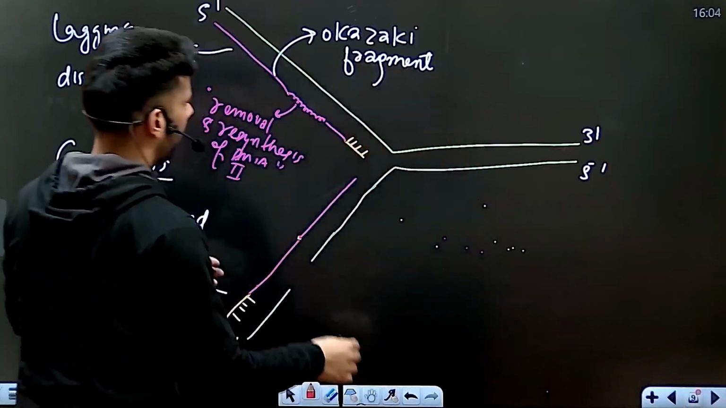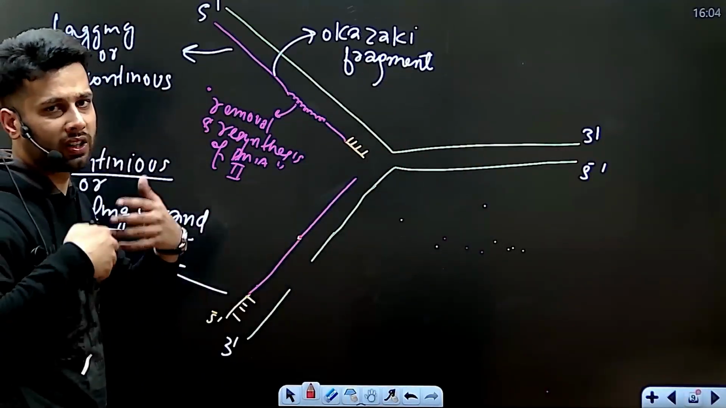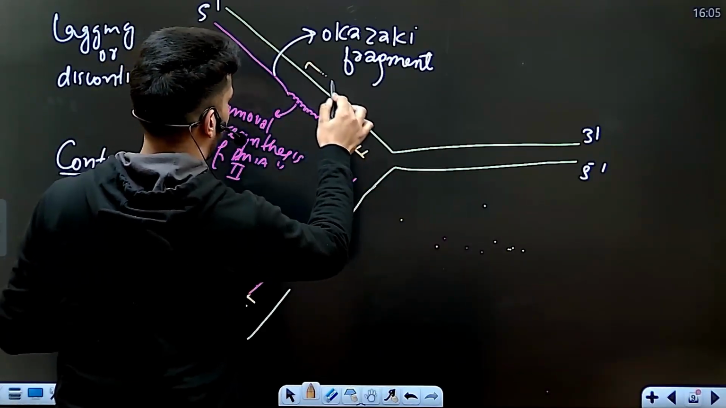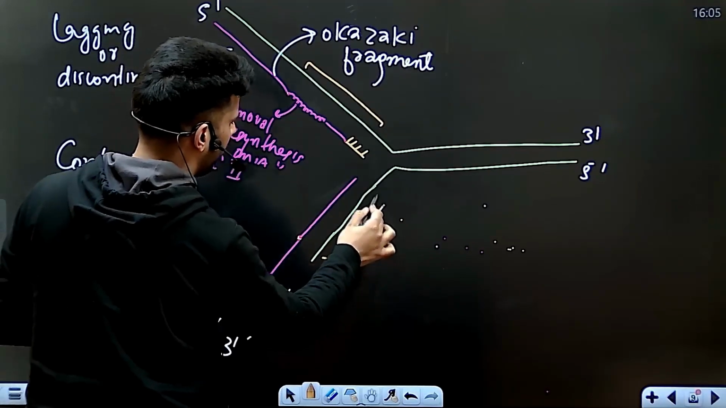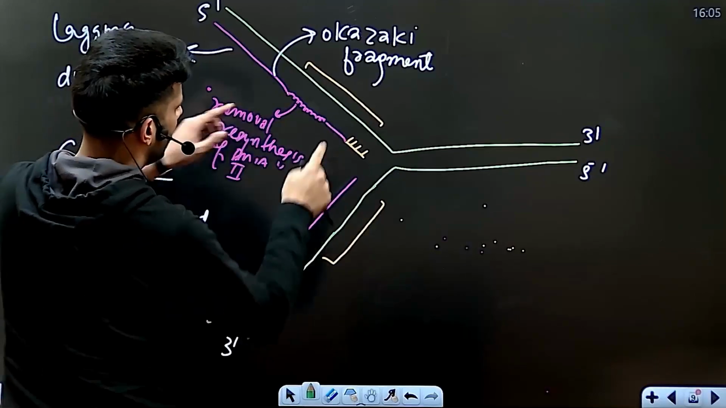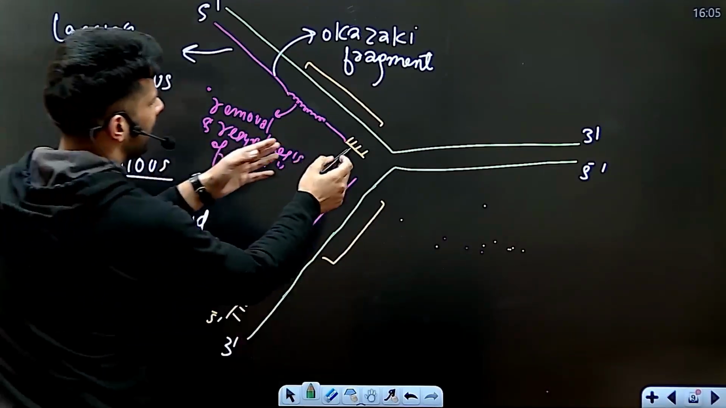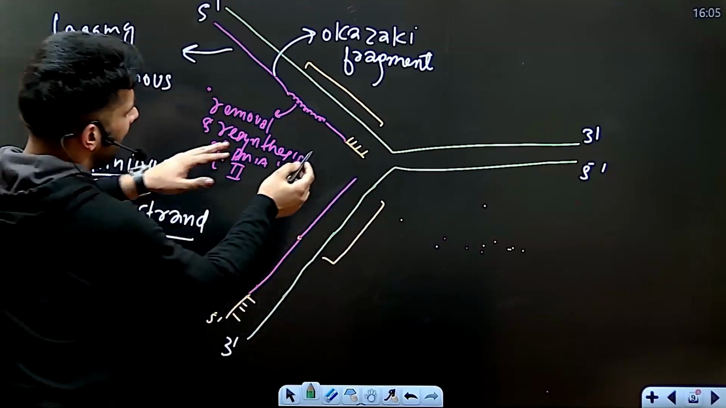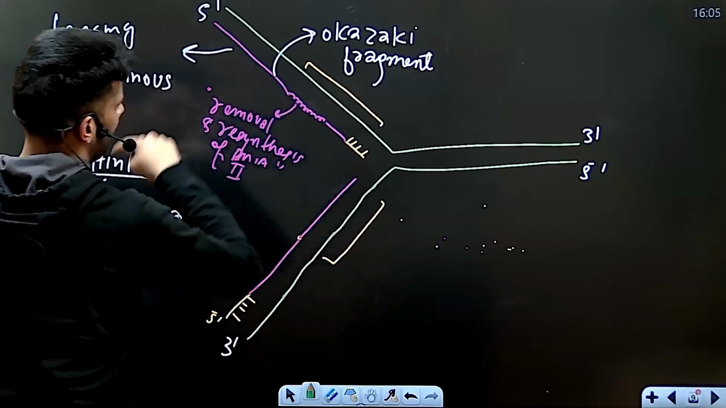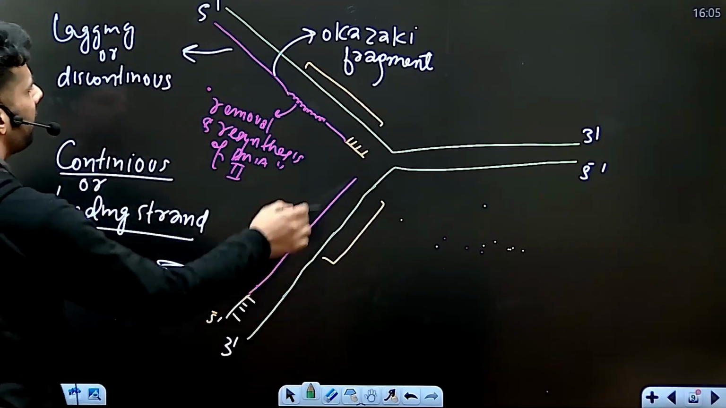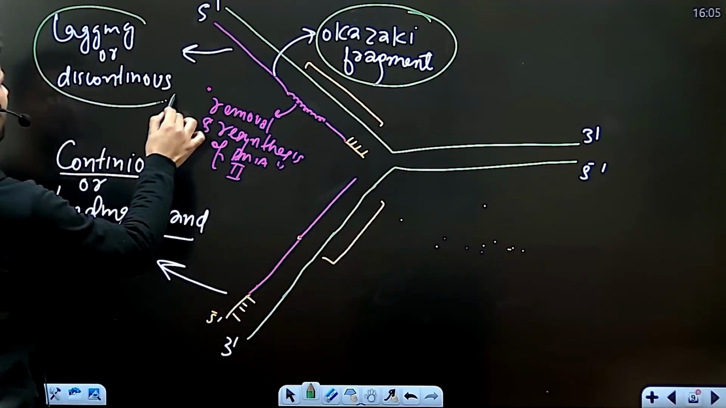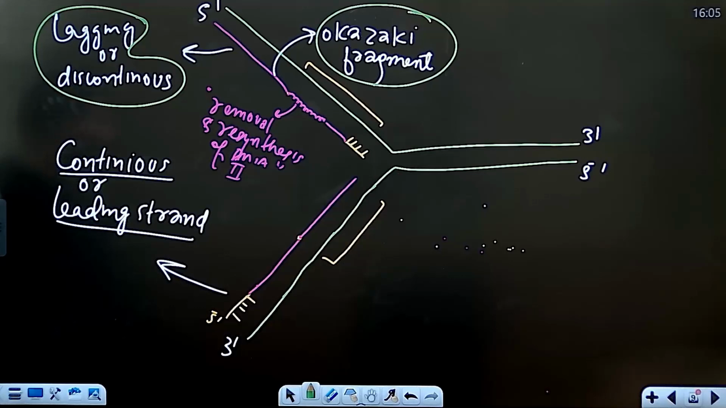After that, further unwinding will occur, and this was a new unwound portion, from this point to this point. And you could see that in this strand there was no 3' end available, so we had to place another primer. This another primer provided the 3' end for DNA polymerase to act upon, and then this replication proceeded in the form of fragments. These fragments are called Okazaki fragments, and this strand in which DNA replication occurs in the form of fragments is called the lagging or discontinuous strand.